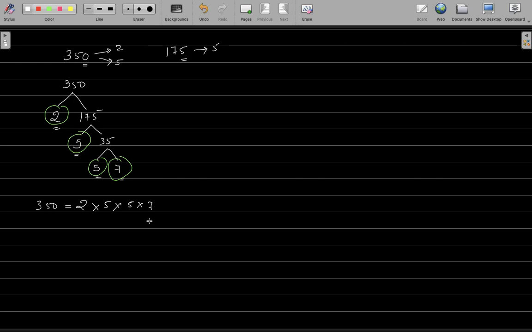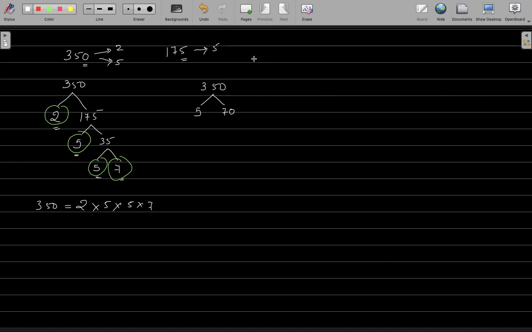Now let me see if I can have any other way of doing the prime factorization for 350. Let us start with 350 again. Let us start with the same factor tree, but this time you know that it is exactly divisible by 2, so we started with 2. But here let us now start with 5. What happens if I divide 350 by 5? I get 70 here, or 70 times 5 is 350.